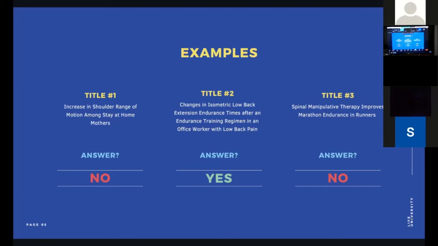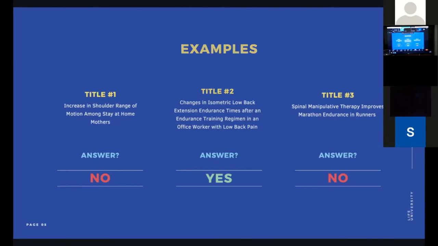The last one, spinal manipulative therapy improves marathon endurance in runners. Although that sounds great, again, it really leads us to believe that this was more than a case study or a report, and that it was actually generalizing that this will always improve endurance in runners. So this title is a huge no-no. On top of that, it doesn't even have all of the information that we need as well. So those are a couple examples. I really hope they help.